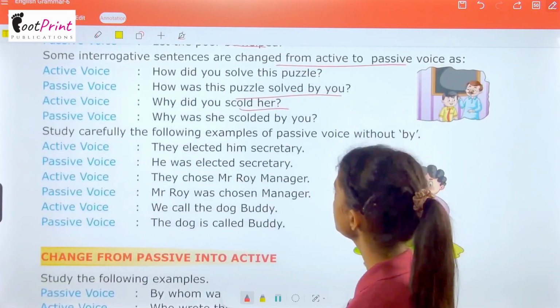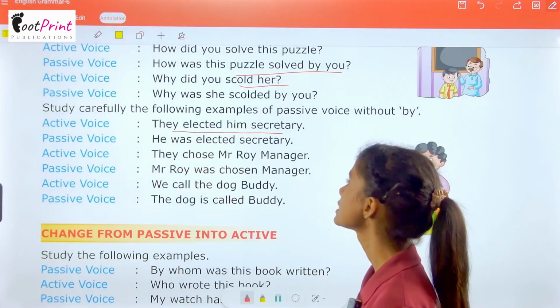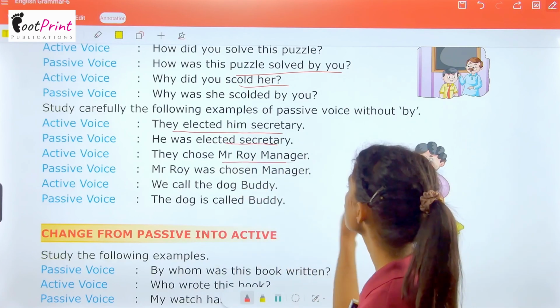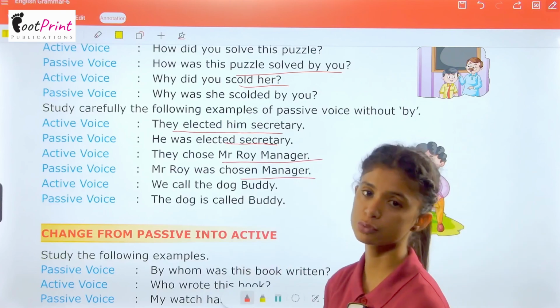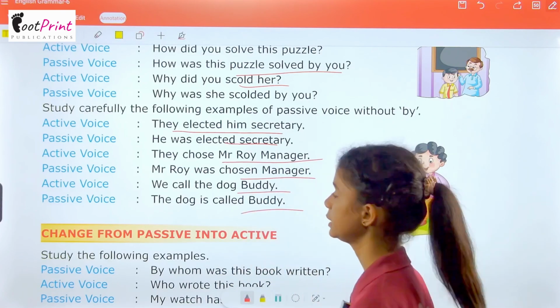Now study carefully the following examples. They elected him secretary. He was elected secretary. They chose Mr. Roy manager. Mr. Roy was chosen manager. We call the dog Buddy. The dog is called Buddy.